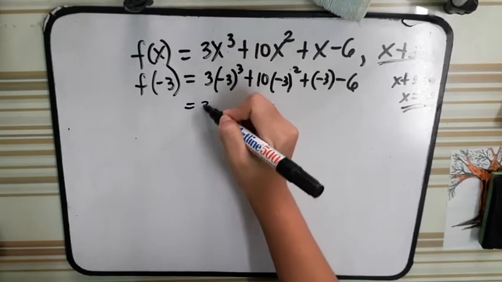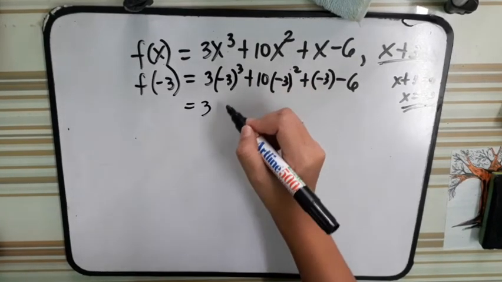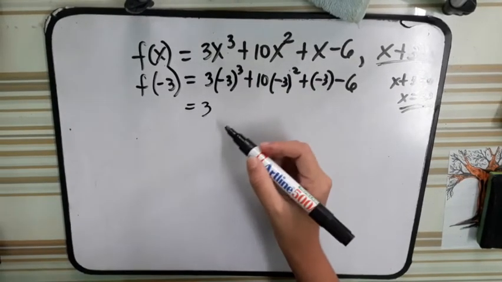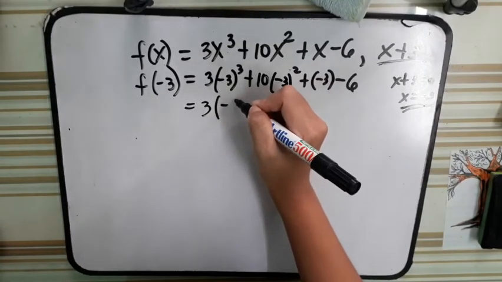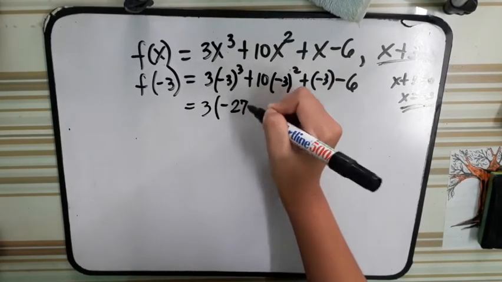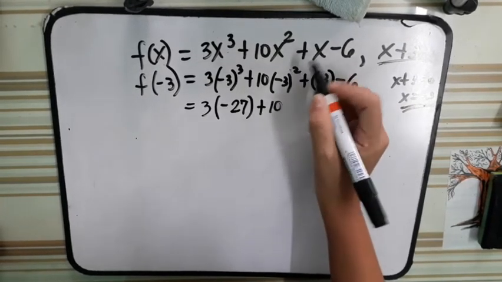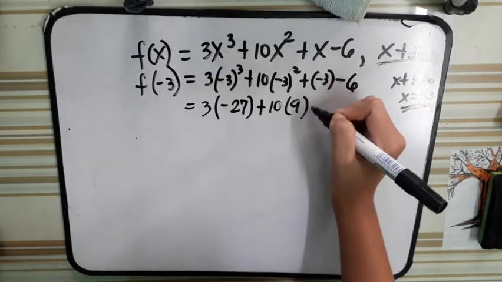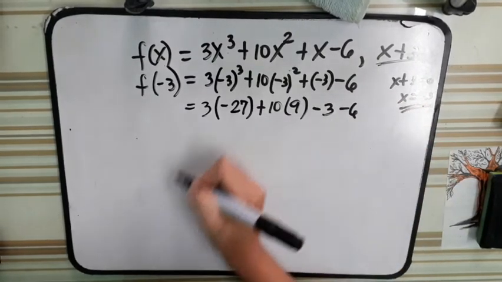So this will become 3 times negative 3 cubed. Negative 3 times negative 3 is positive 9, times negative 3 is equal to negative 27. Plus 10 times negative 3 raised to 2, which is equal to 9. Plus negative 3, minus 6.